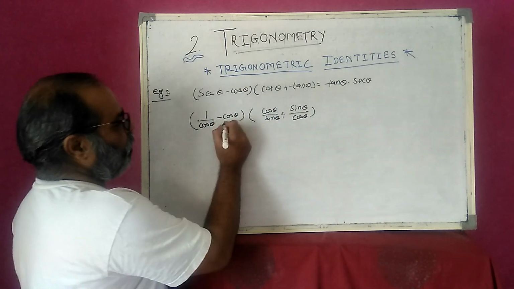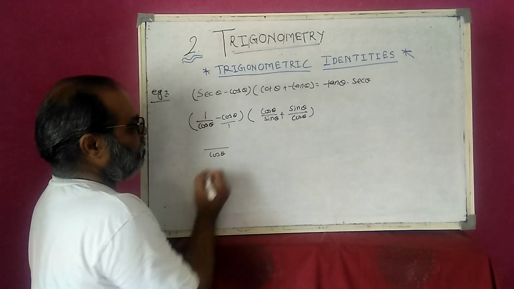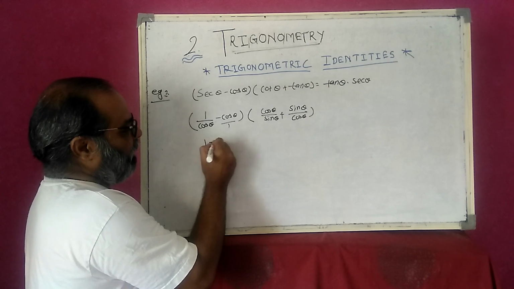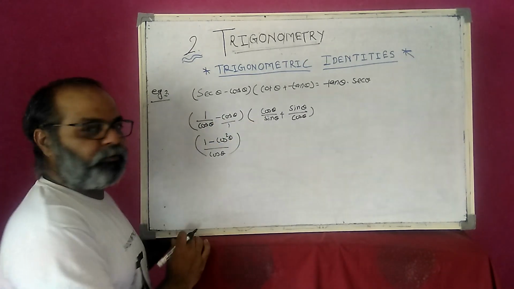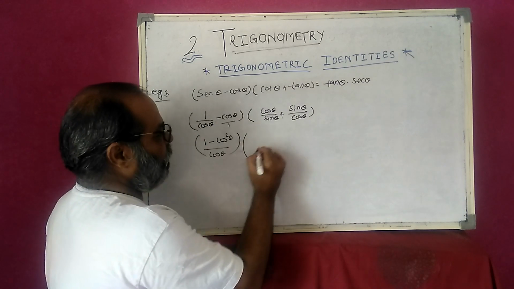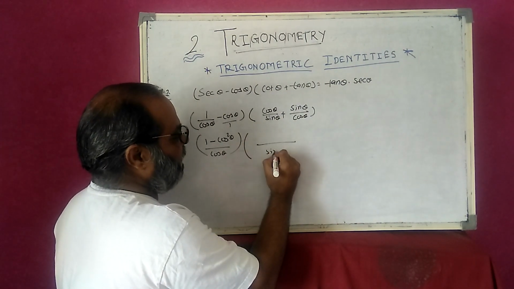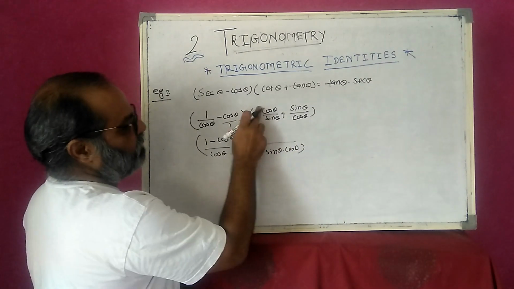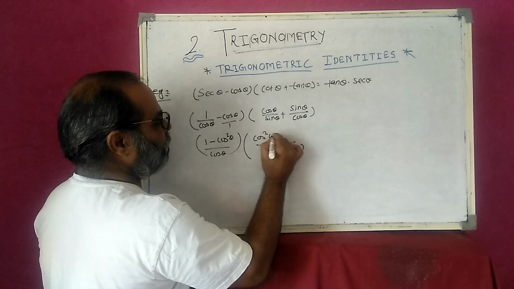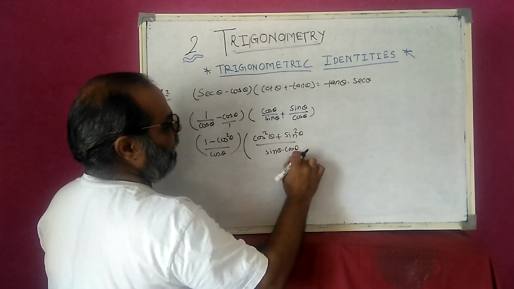Now I just use the LCM here. So here is cos theta. So 1 minus cos theta into cos theta, it is cos square theta. So 1 minus cos square theta. What do you get? I just do the cross multiplication. LCM is sin theta into cos theta. So what is the numerator? Cos theta into cos theta, it is cos square theta, plus sin theta into sin theta, it is sin square theta. Okay.